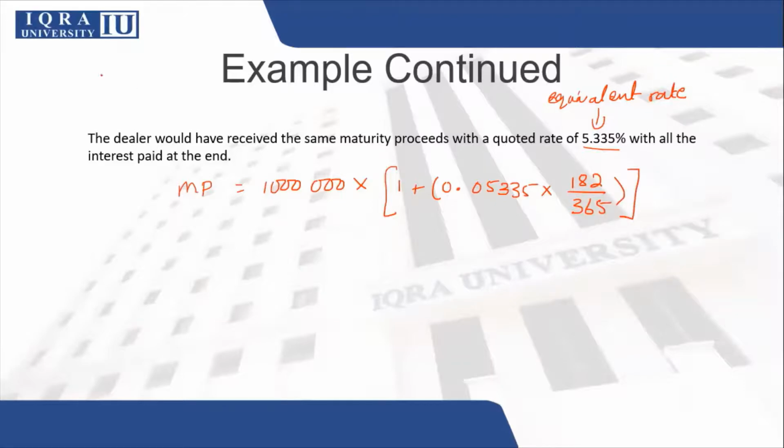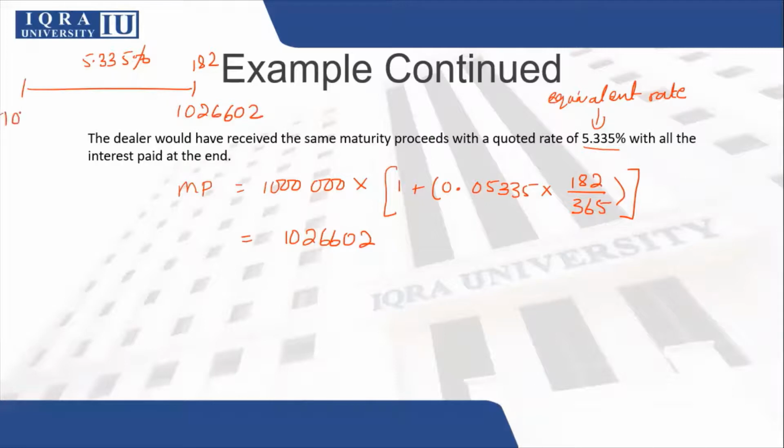Now we're getting interest after 182 days directly, and if we use the percentage 5.335%, you will see that you will get an answer of 1026.602. Again, the answer is rounded off. You can see that this is the same answer that you got in the previous part as well. So this is the equivalent rate.